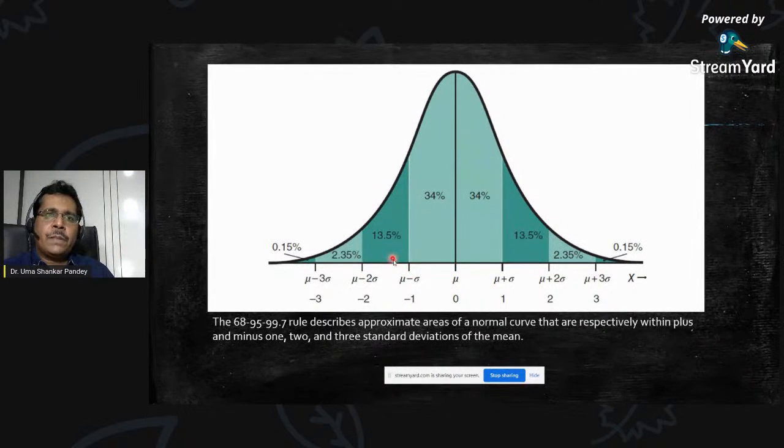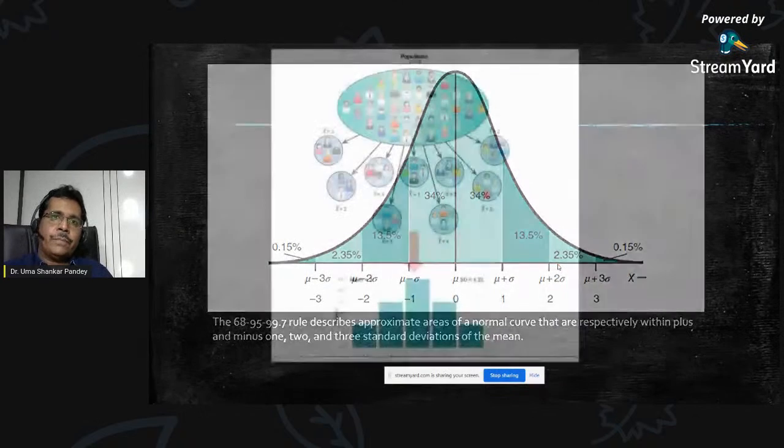Almost 95% of the population will be between +2 and -2 standard deviations. So +2 standard deviations from the mean on one side and -2 standard deviations from the mean on the other side. That's where 95% of the population is. Similarly, 99.7% of the population will be between +3 and -3. So that is why the normal curve is such an important figure to have, such an important concept to remember.